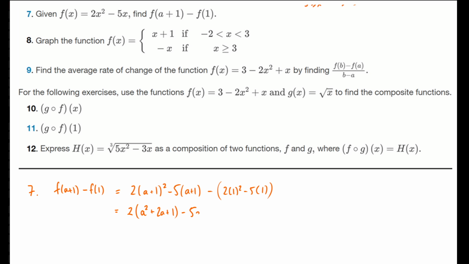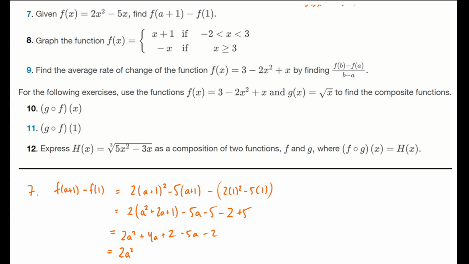We're going to subtract 5a, we're going to subtract 5, then 2 times 1 squared is 2, so we'll subtract 2, and we're going to subtract negative 5 times 1, so we're going to add 5 to this. So we're going to get 2a squared plus 4a plus 2 from our first bit expanded. We're still going to subtract 5a, but then we're going to get minus 5 plus 5 minus 2. So minus 2 there. Now we'll group up like terms.